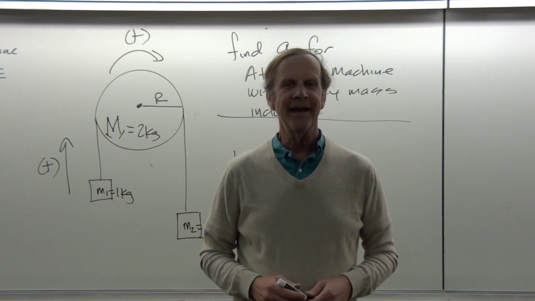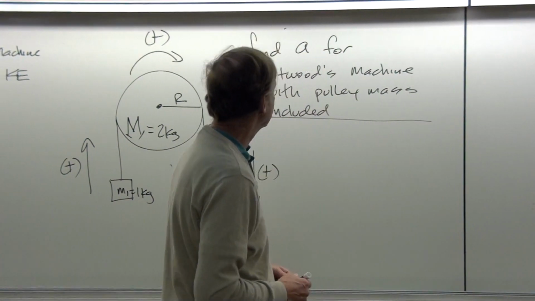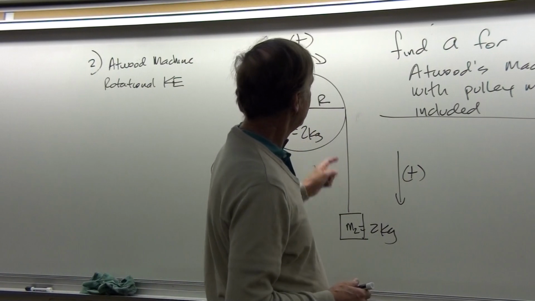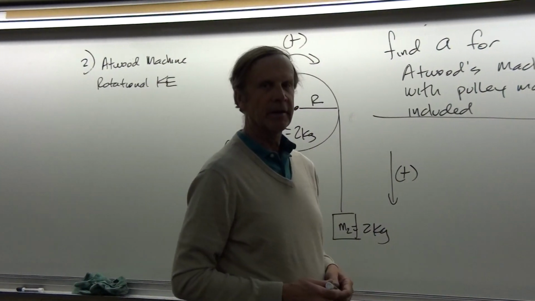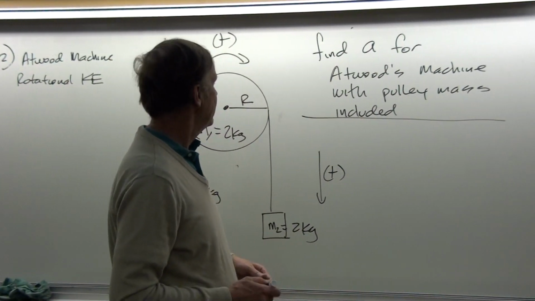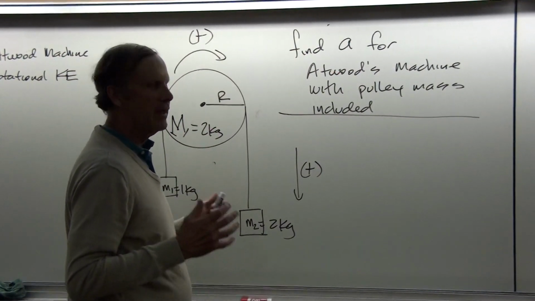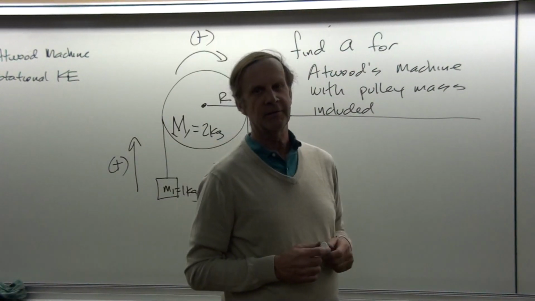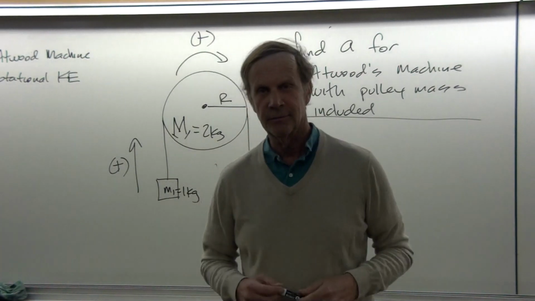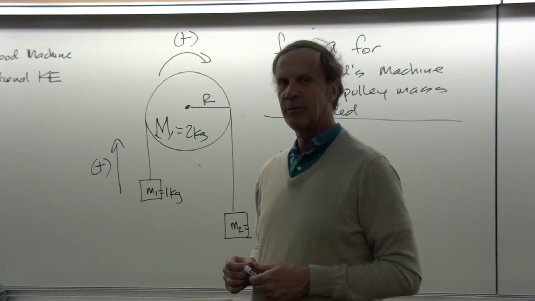All right, next I'd like to look at another F equals ma, torque equals I alpha combination problem. And in this one, we're going to revisit the Atwood's machine problem. I know a lot of you weren't satisfied with the last solution because we didn't include pulley mass. And so this time we're going to do that.